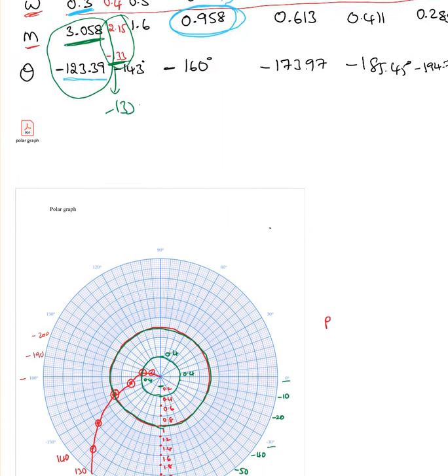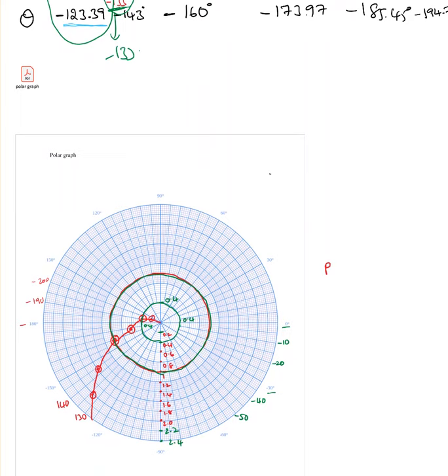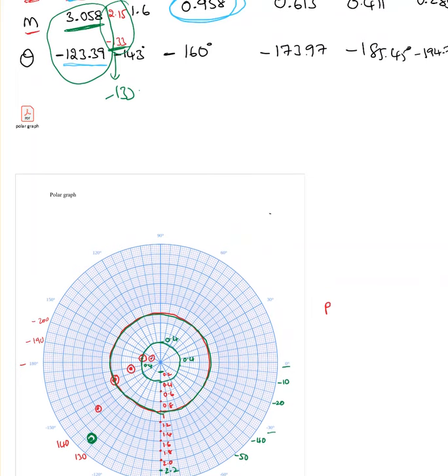Magnitude is 2.15. Okay, so if you look at here, this is 2. So 2.15 is very close to 2.2, right? So it's somewhere here. What is the angle? 133. So this is 130, 135. So it's going to be somewhere here. Okay, so 2.15 at an angle of 133.